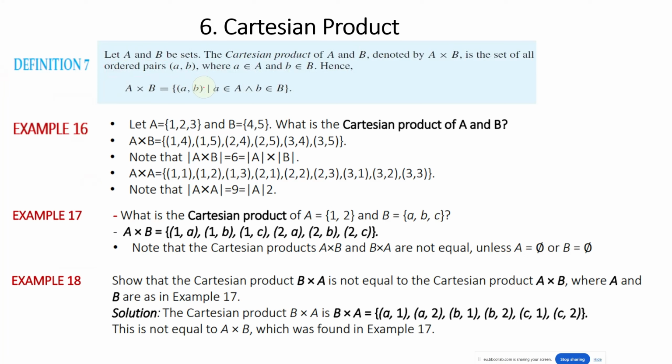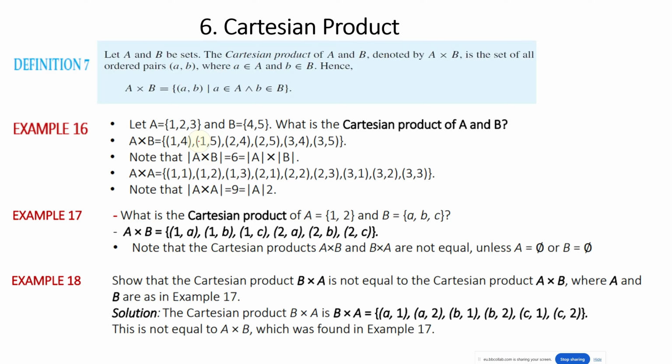So let's go back to the definition. The Cartesian product of A and B, denoted A x B, or A multiplied by B, though I think X is better because it's not a multiplication, is the set of all ordered pairs (a, b), where a is an element of the set A and b is an element of the set B. This is how we represent that in set-builder notation. The first part is coming from A, the second part is coming from B.